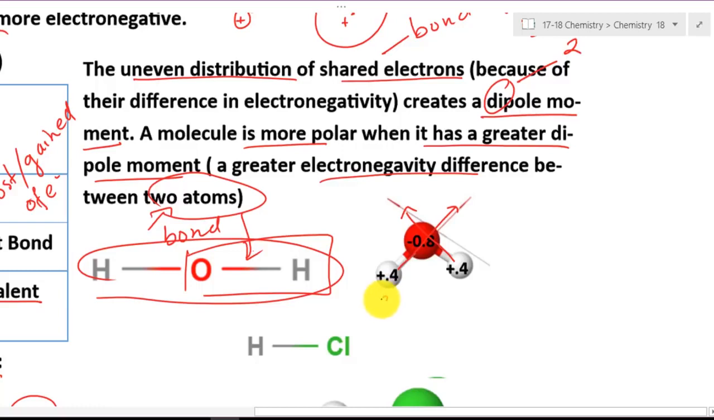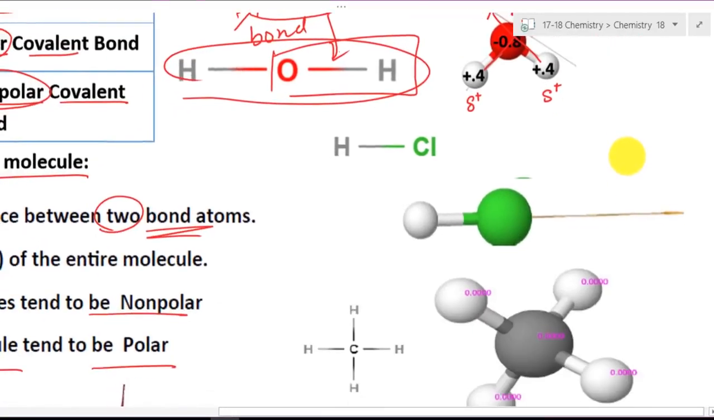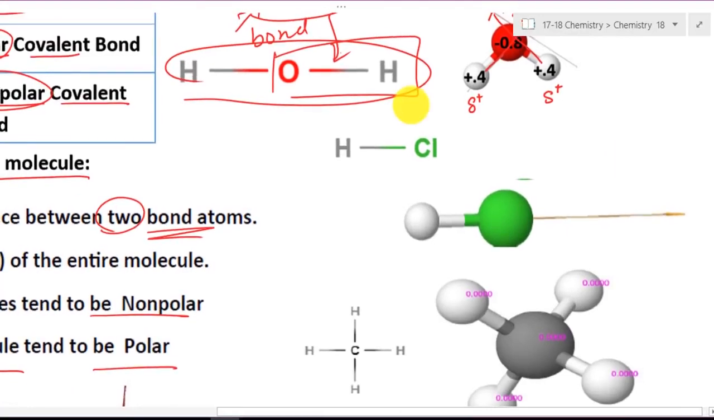And this is represented by this simple delta. Let me write out the word delta for you. That is the delta symbol right there. And delta basically represents the partial charges that occur because of the difference in electronegativity. In this case, we have a delta positive for the hydrogen, but on the oxygen, we would have a delta negative, okay?